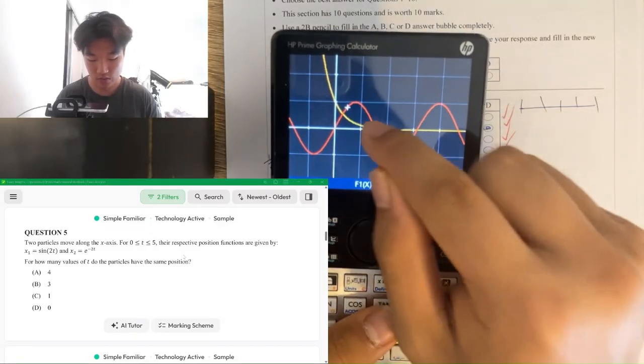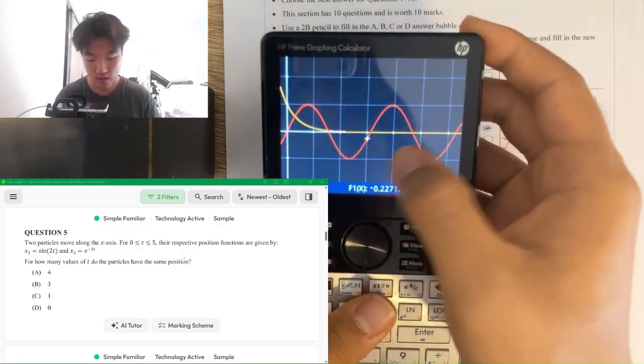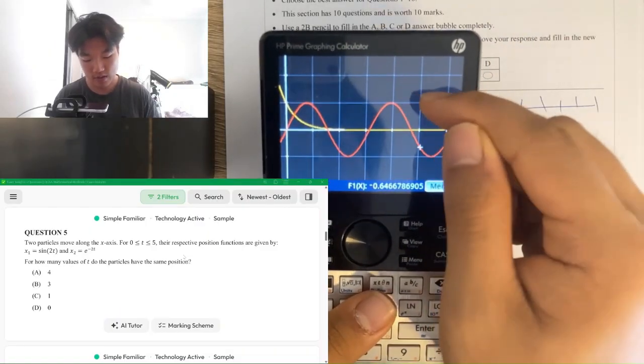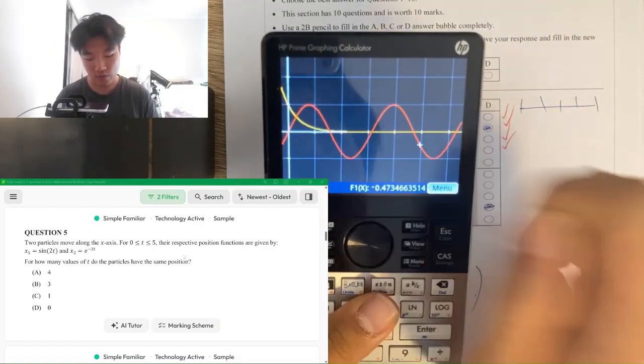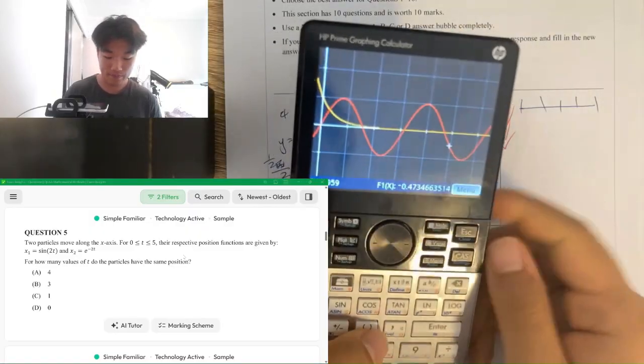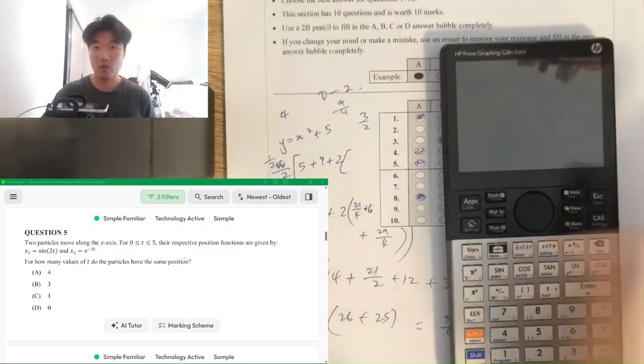So there's 1 intersection, 2 intersections, 3 intersections, 4 intersections. But this is x equals 5, so it's just 4. We don't include this one over here. So there's 4, which is A.